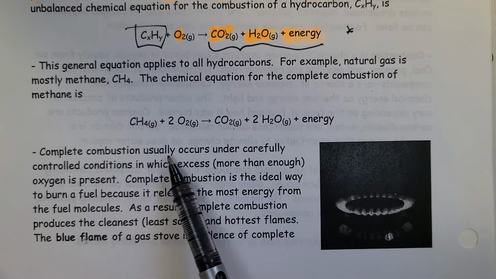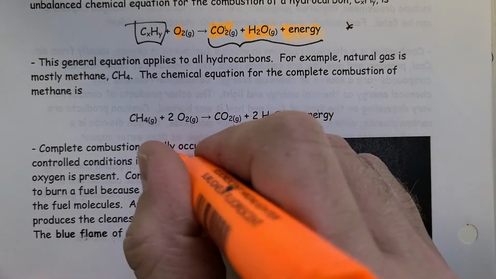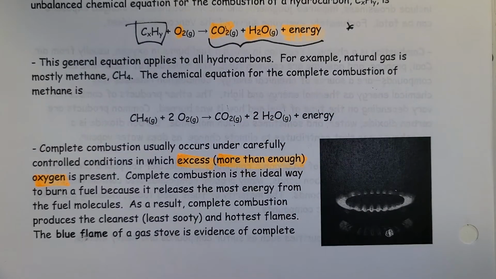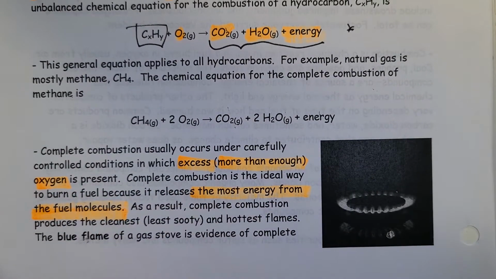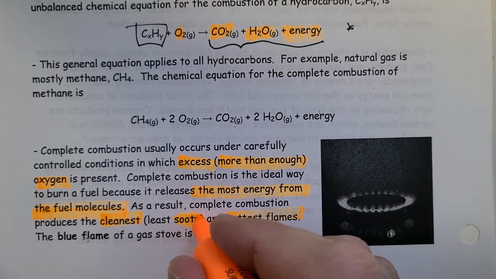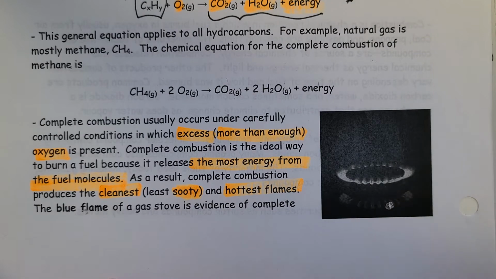Complete combustion usually occurs under carefully controlled conditions with excess oxygen. Excess means more than enough oxygen. Complete combustion is the ideal way to burn fuel because it releases the most energy. It breaks those bonds and releases more energy than it would if it was incomplete. As a result, complete combustion produces clean, hot flames, less sooty. The black smoke that you'd have in a campfire in your backyard is not complete combustion.